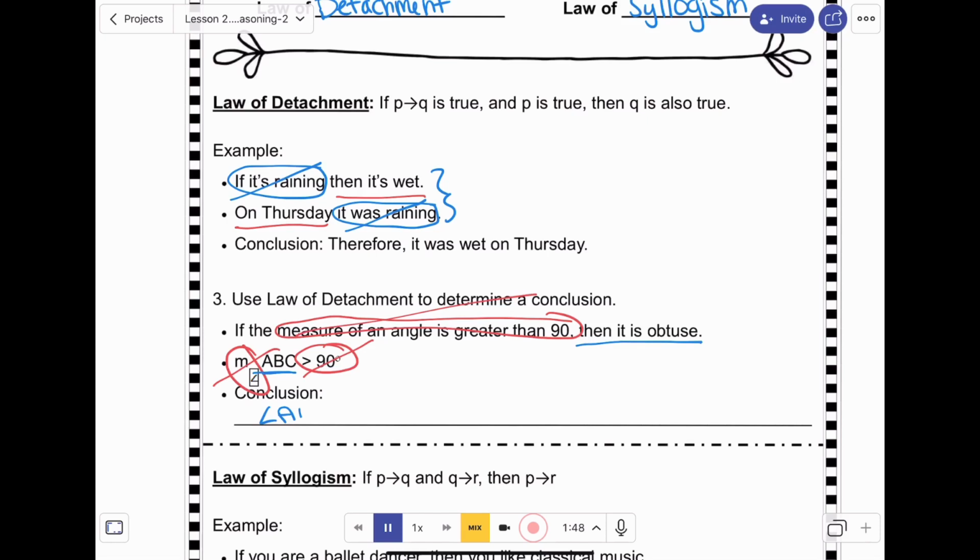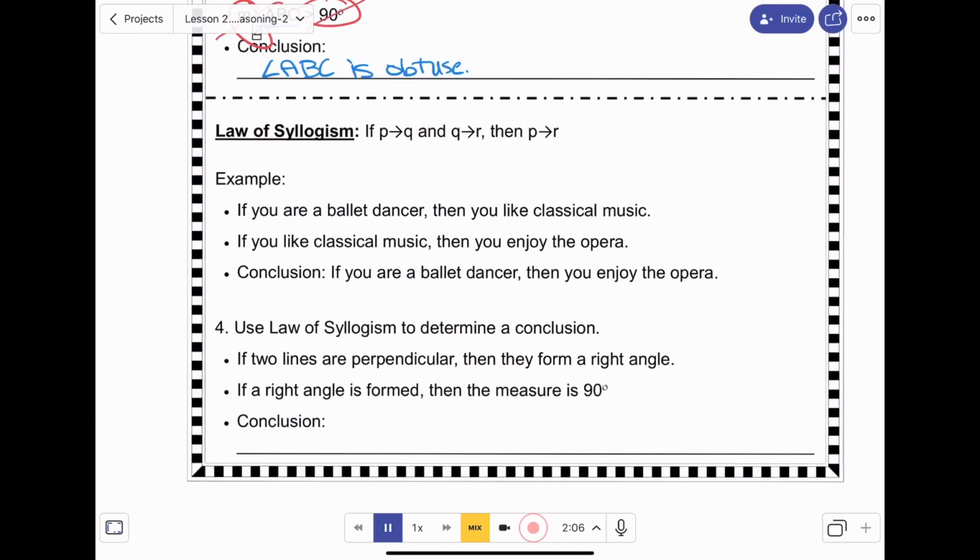Alright, so for law of syllogism, again, it's kind of similar. We're doing the same type of thing. The example here says if you are a ballet dancer, then you like classical music. If you like classical music, then you enjoy the opera. Again, we're finding the middleman and taking that out. So both of these statements say that you like classical music. So if we take out that middleman, our conclusion should be based on whatever is left, which is the red underlines. It should be if you are a ballet dancer, then you enjoy the opera.